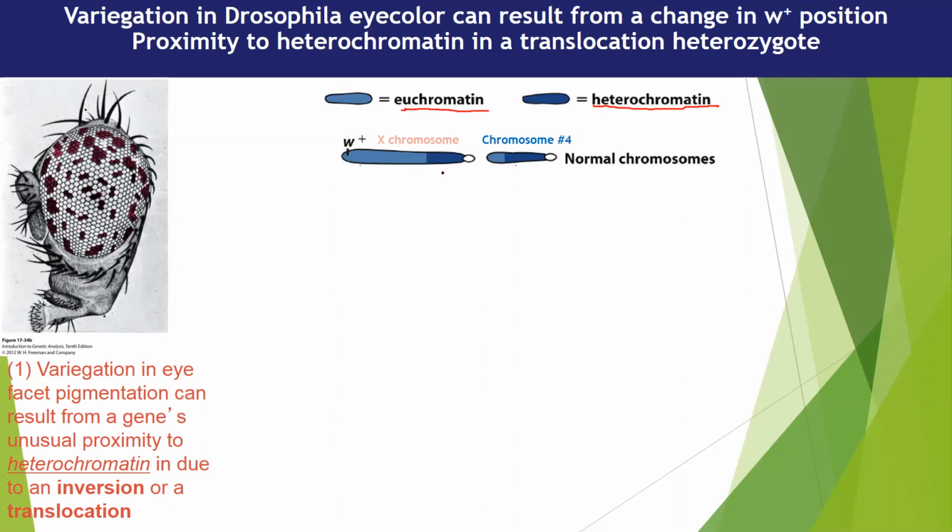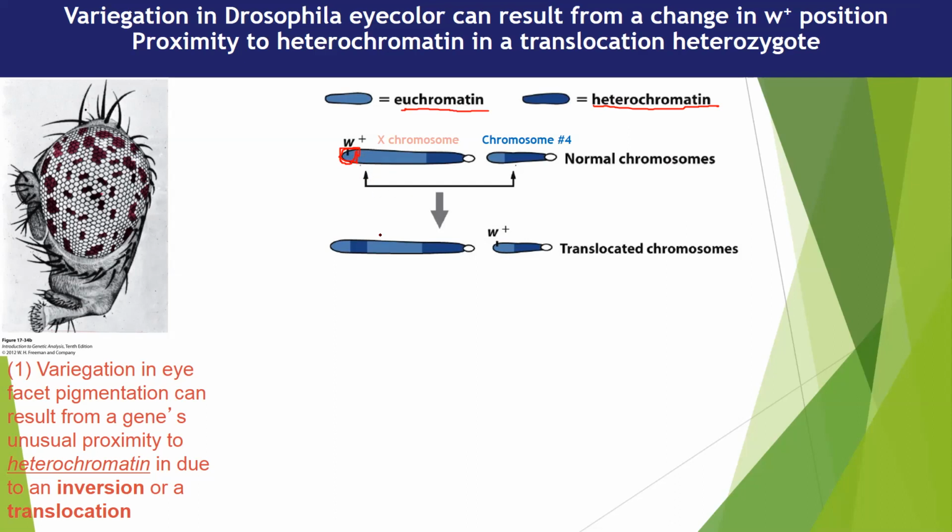So this is the X chromosome, and this is another chromosome, chromosome number 4. Both chromosomes have euchromatin and heterochromatin, right? Actually, the X chromosome containing the W gene can be translocated to chromosome number 4, like this. If this gene is on the X chromosome, it is located in the euchromatin region, so it can always be expressed.